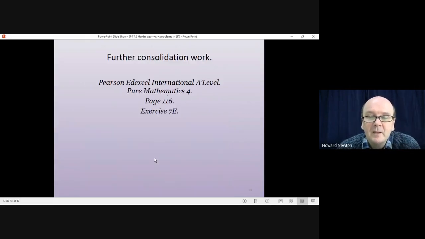Okay, that gets us to the end of this lesson. If you've got the textbook, then turn to page 116 and have a go at exercise 7E.